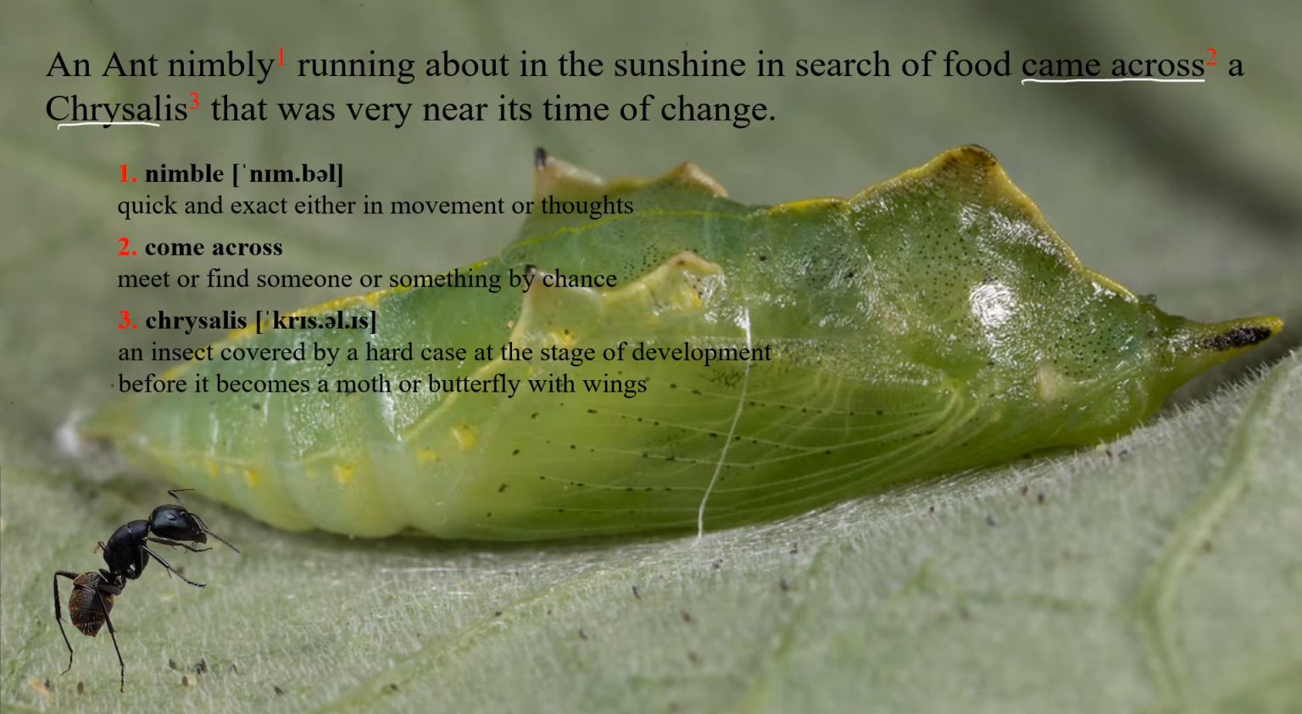Here, chrysalis. It has three syllables. Chrysalis. Accent on the first syllable. Chrysalis is an insect covered by a hard case at the stage of development before it becomes a moth or butterfly with wings. Chrysalis that was very near its time of change.